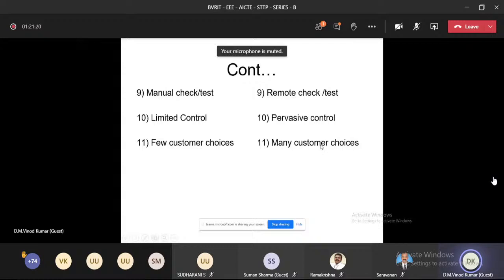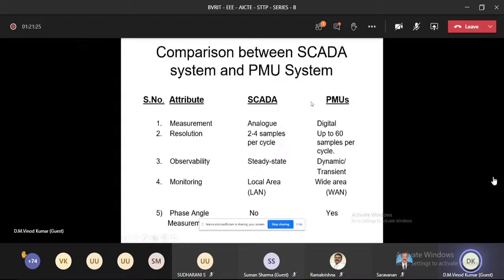Okay, the committee suggested that in place of the SCADA system, you replace everything with PMUs. But replacing is not a simple job. Each PMU will cost a few lakhs, 5 to 6 lakhs. Therefore, the government is slowly installing PMUs. So we have the SCADA system as well as PMUs. If you see some of the features of SCADA as well as PMU, first the measurement: is it analog or digital. Then resolution, that is how many measurements you get per cycle.